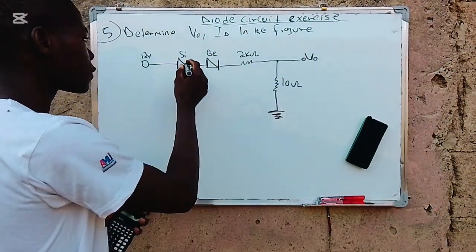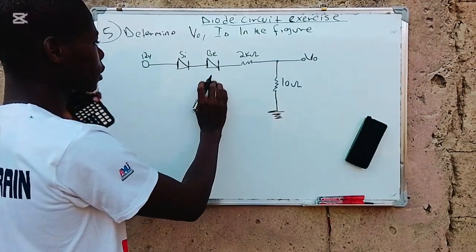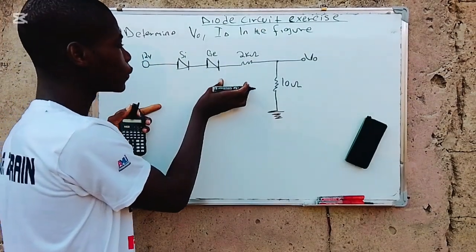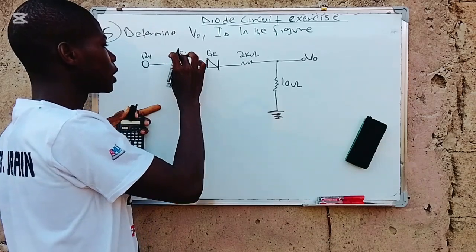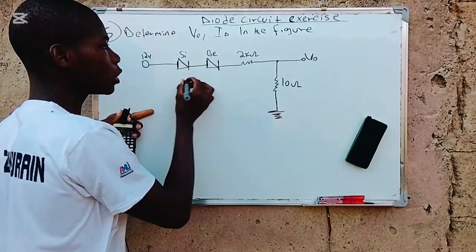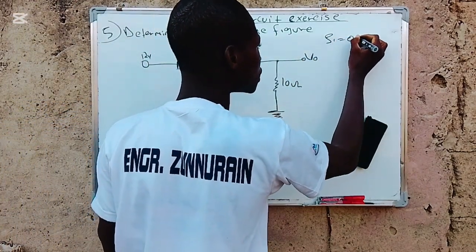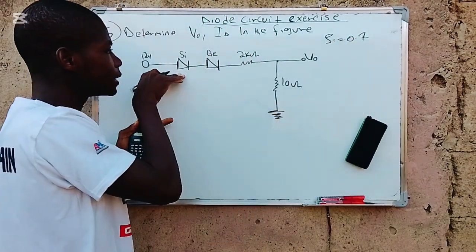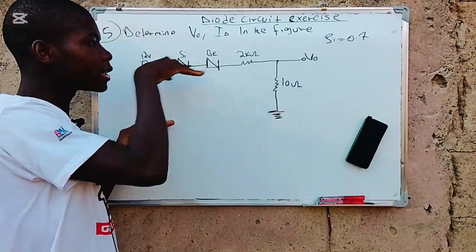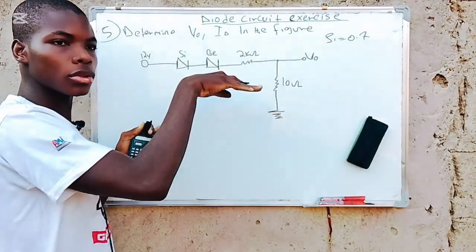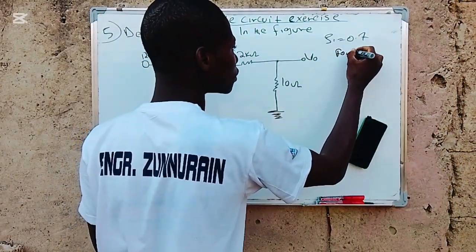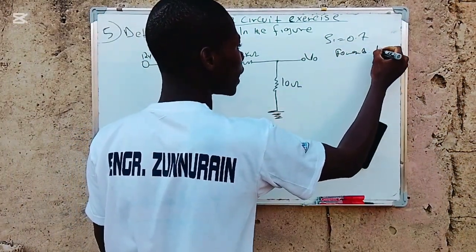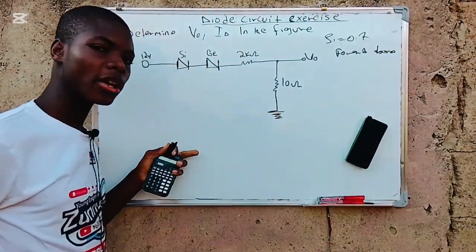As you can see, we have two silicon diodes, so we have to check whether the diodes are on or off. This is the silicon diode. We all know that the silicon diode is 0.7, and you have to look at the direction of the diode. They are facing forward, so this is the forward bias. They are forward bias, not reverse bias.